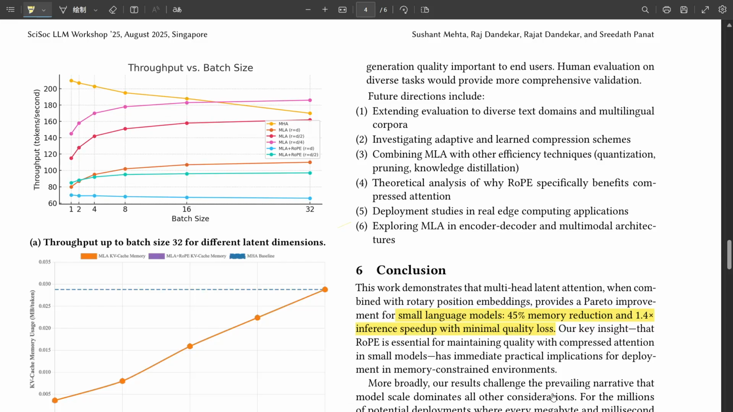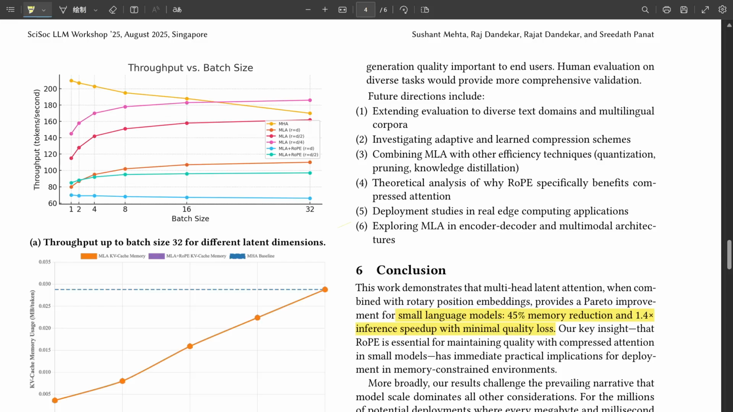But let's dig a bit deeper into why RoPE is apparently so crucial here. What happens if you just use MLA without RoPE? This is where the academic insight gets really interesting and maybe a bit surprising. The sources show that if you implement MLA, even at full rank, so R equals D, meaning no actual compression is happening yet, but you do it without any positional encoding like RoPE, it actually performs worse than standard MHA.